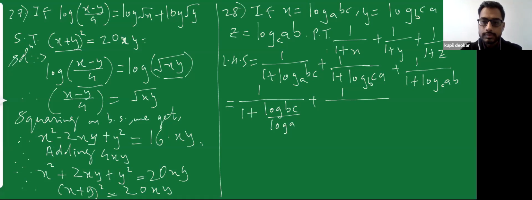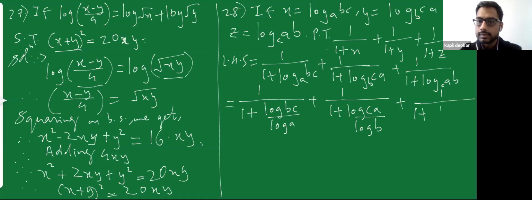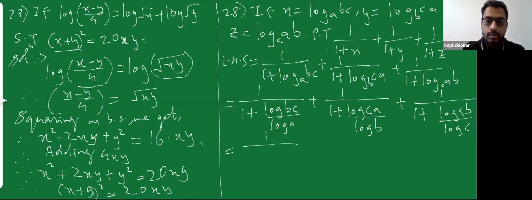plus 1 upon 1 plus. So what would this be? Log of ca to the base b. So this would be log of ca upon log of b, plus 1 upon, similarly this term, 1 plus log of ab upon log of c. Just simplify this over here. I will take log a LCM, so this would be log a plus log of bc, the whole term upon denominator, which is log of a.